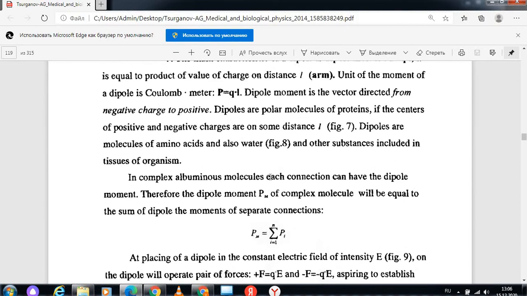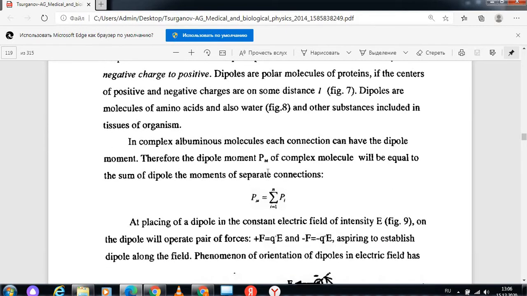So the hydrogen, 2 hydrogen and 1 oxygen. The other substances are included in tissues of organisms. So we have different types of dipoles. Some molecules of amino acids and also water, and also many different substances are included in tissues of organisms. In complex albuminous molecules, each connection can have a dipole moment.